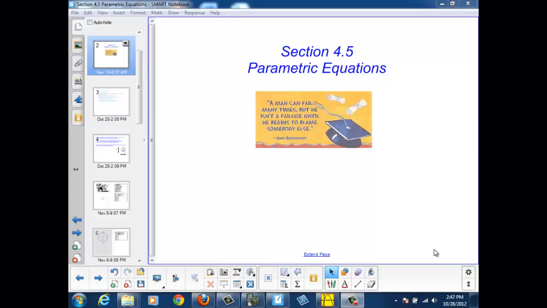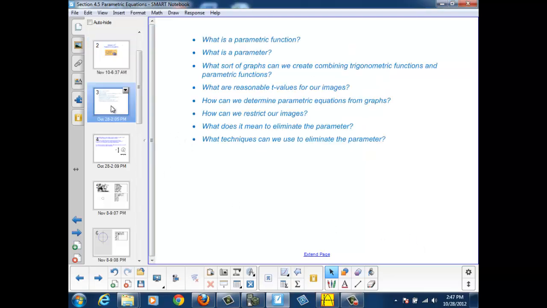Welcome to section 4.5, Parametric Equations. At the end of this section, you should be able to answer these questions. What is a parametric function? What is a parameter? What sort of graphs can we create combining trigonometric functions and parametric functions? What are reasonable t-values for our images?